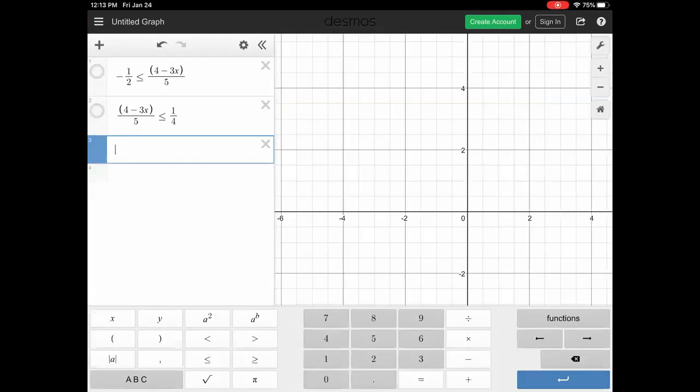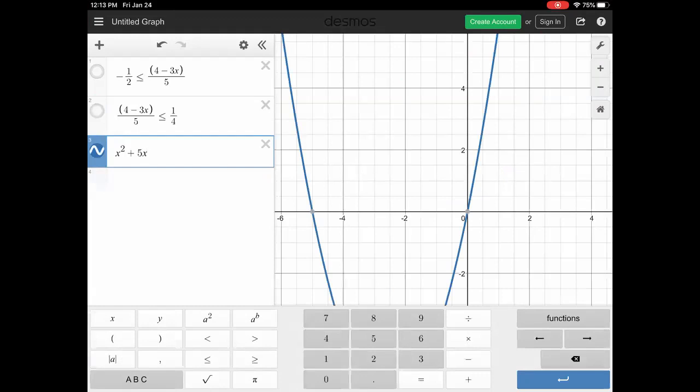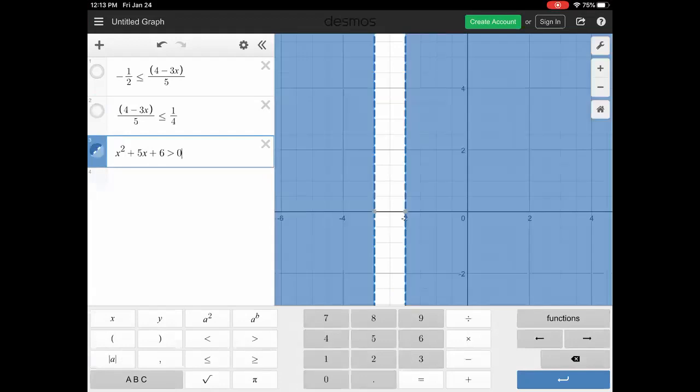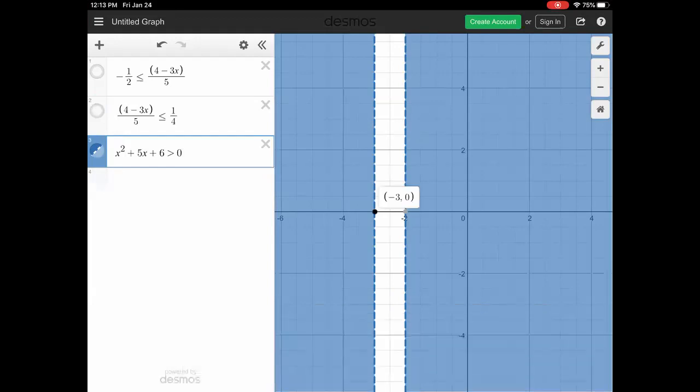But what was it? It was x squared plus 5x plus 6 is greater than 0. And that's what we found. It's between negative 3 and negative 2. Those are out, but everything else satisfies the inequality. Nice.